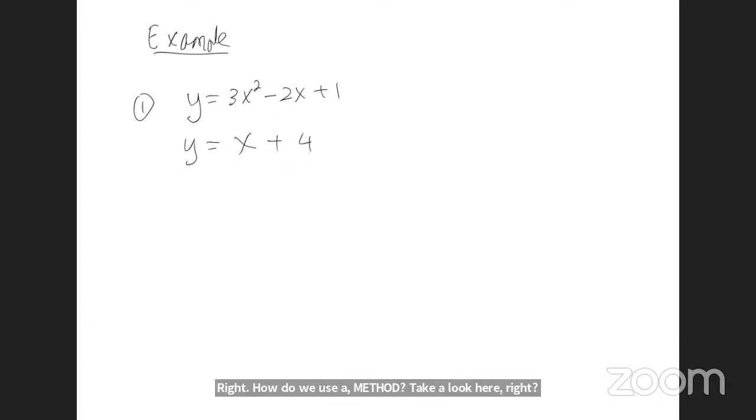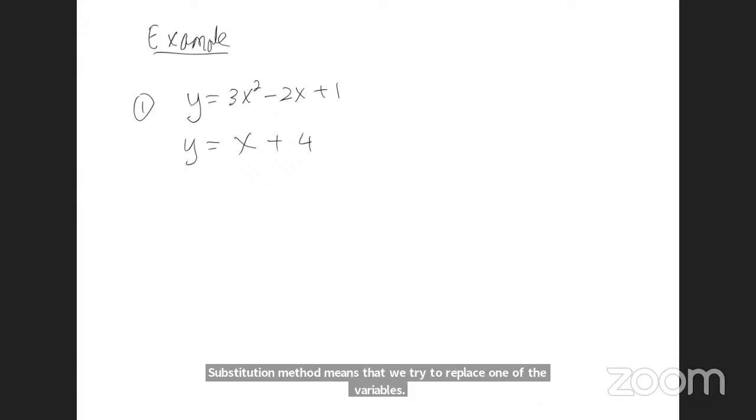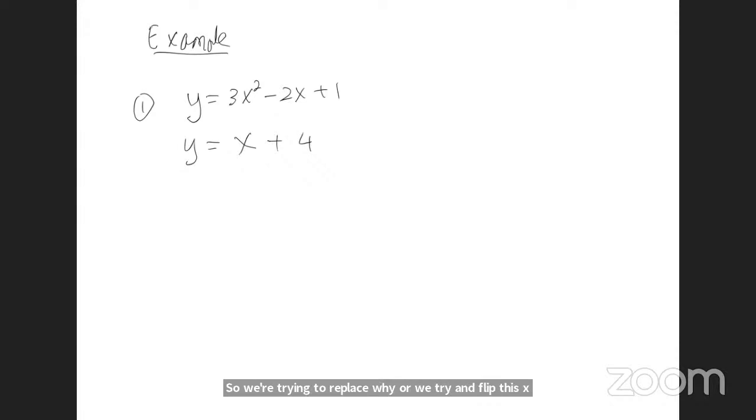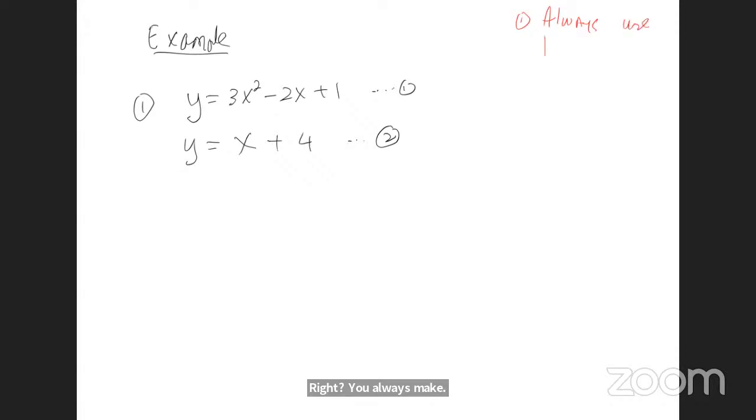Substitution method means that we're trying to replace one of the variables. So we're trying to replace y or we're trying to replace x, right? So if you look here, whenever we're using substitution method, there's something that you want to always use. The first thing you do is you always use the linear equation.